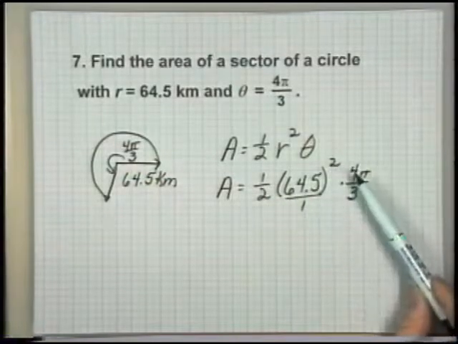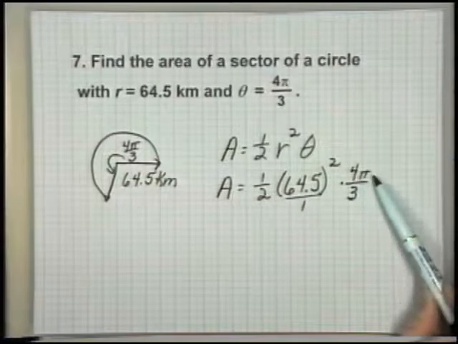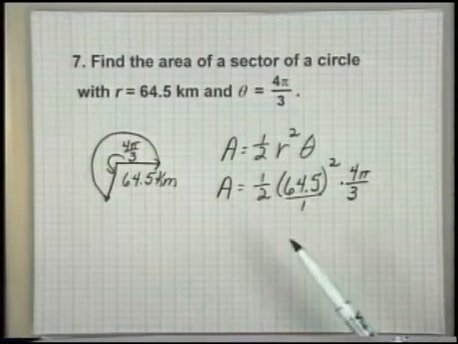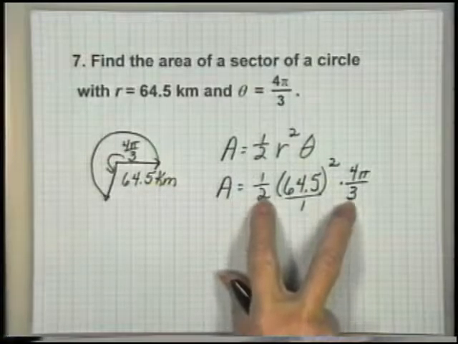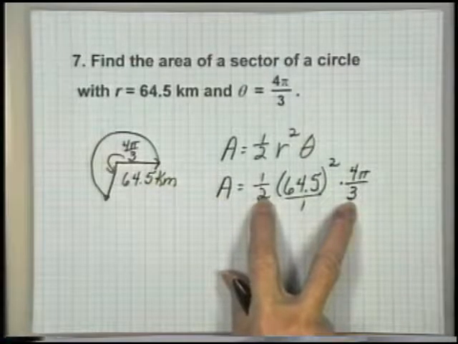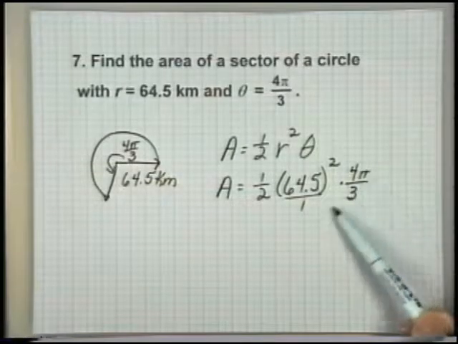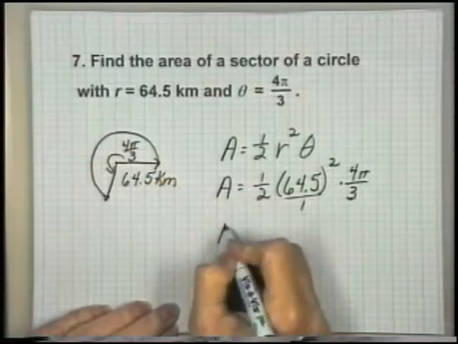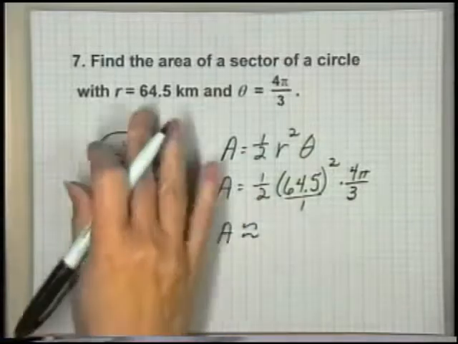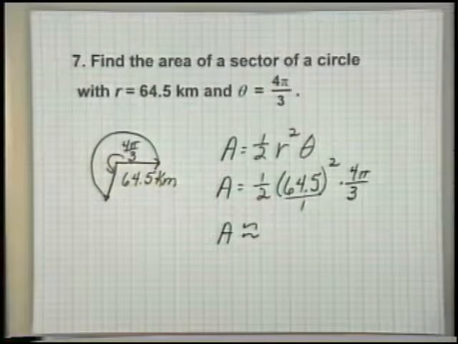I usually go ahead and say 64.5 squared times 4 times pi, and then I would divide it by, you can do this in your head, can't you? 2 times 3 is 6. So square this, multiply by 4, multiply by pi, and then divide by 6. And we'll round it so it'll be an approximation to 3 significant digits.